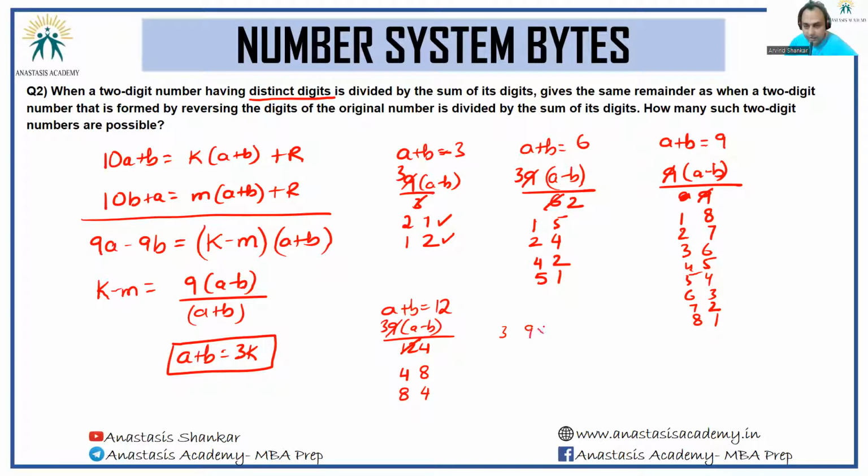3 and 9 doesn't work. 4 and 8 counted. 5 and 7 doesn't work because the difference is not a multiple of 4. 6 and 6 not possible because of distinct digits. Then 7 and 5 doesn't work. 8 and 4 already counted. 9 and 3 doesn't work. So yes, I only get 2 cases here.